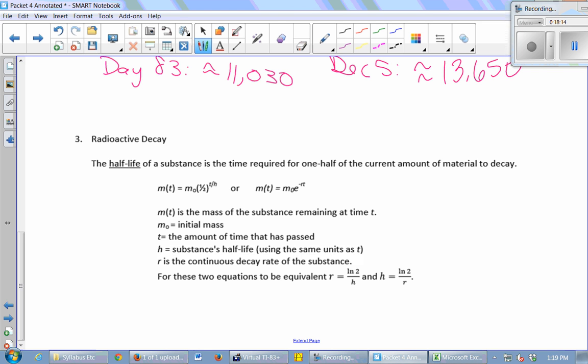So if they use that word continuous, jump immediately to the formula with the e in it. If they give you the half-life, jump to the formula that has an H in it. You can convert between the two. They're equivalent, and R is the ln of 2 over H, and H is the ln of 2 over R. I'm not going to derive where those come from, but if you needed to convert from one to the other, you could use those two formulas.